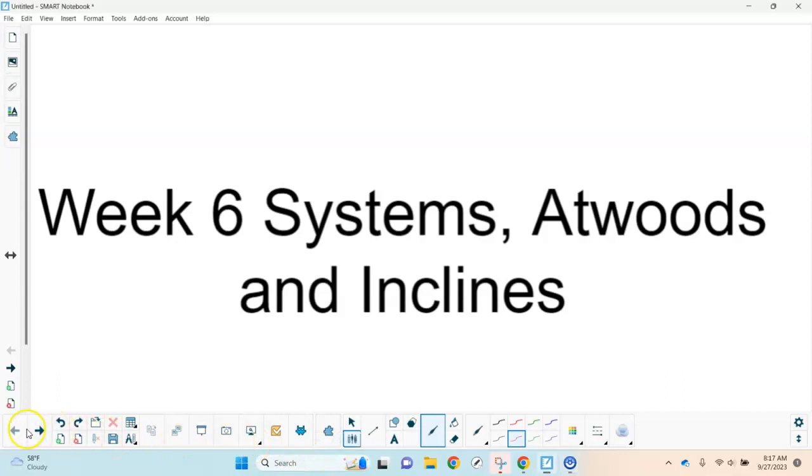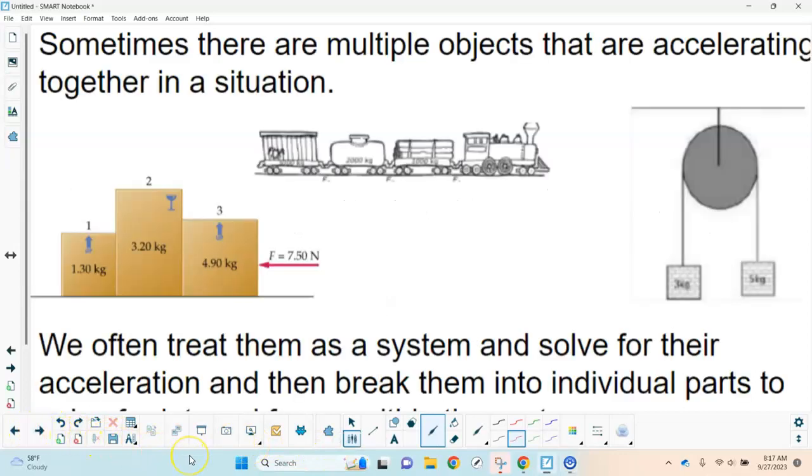So jumping right in, lots of times in situations that we're going to encounter, there are multiple objects and they're all accelerating together. So this example of a train, if there's a train pulling all these cars behind it, each of these things are all moving together. This is the situation that we're going to start with, where there are several boxes all being pushed together at once. This is our Atwood machine.